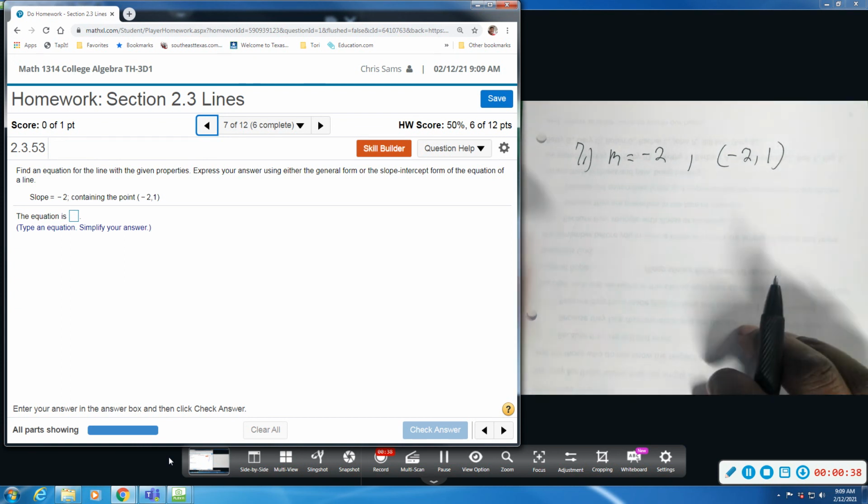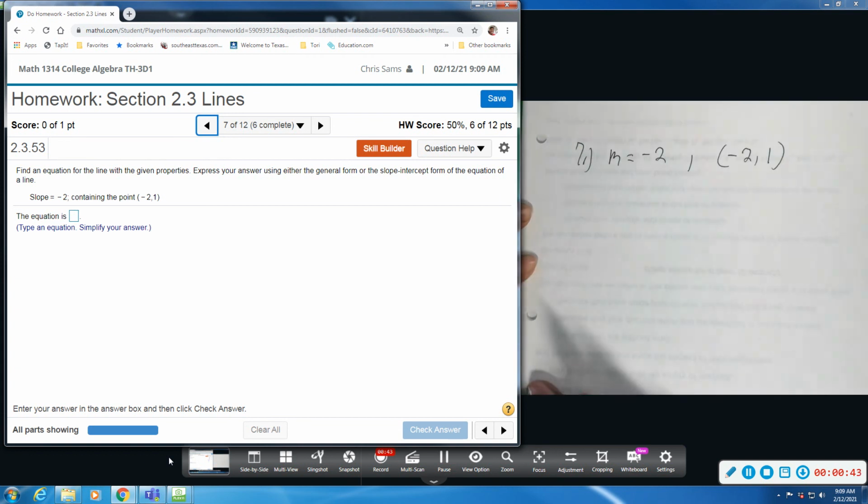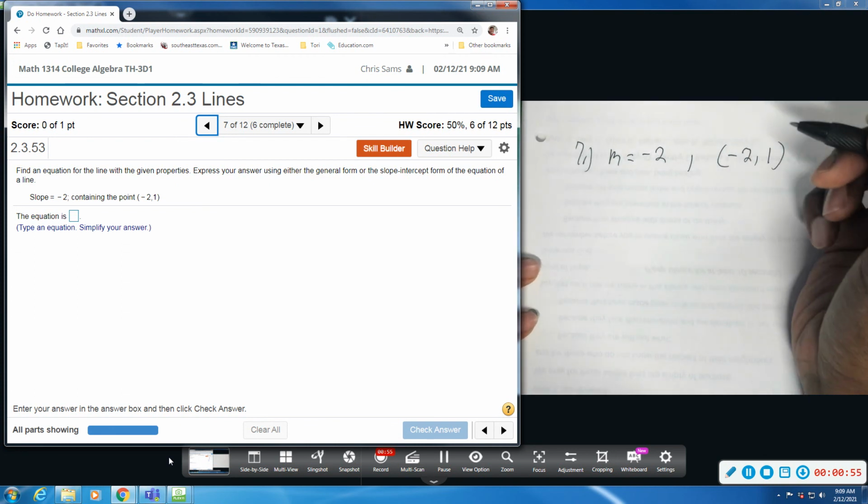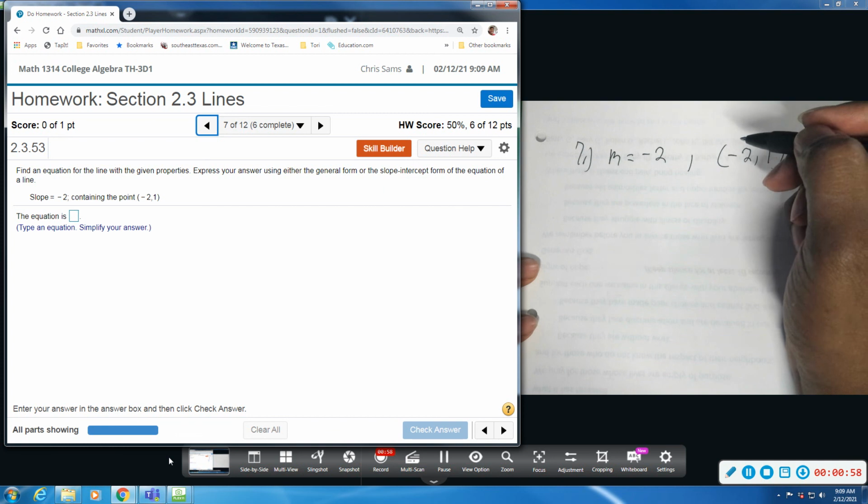Alright, so I'm going to do this with point slope form and show you how to get it into slope-intercept form. And then I also want to show you how to get it in general form in case you're ever just asked to put it in general form. So from point slope form, it'll be the best way.